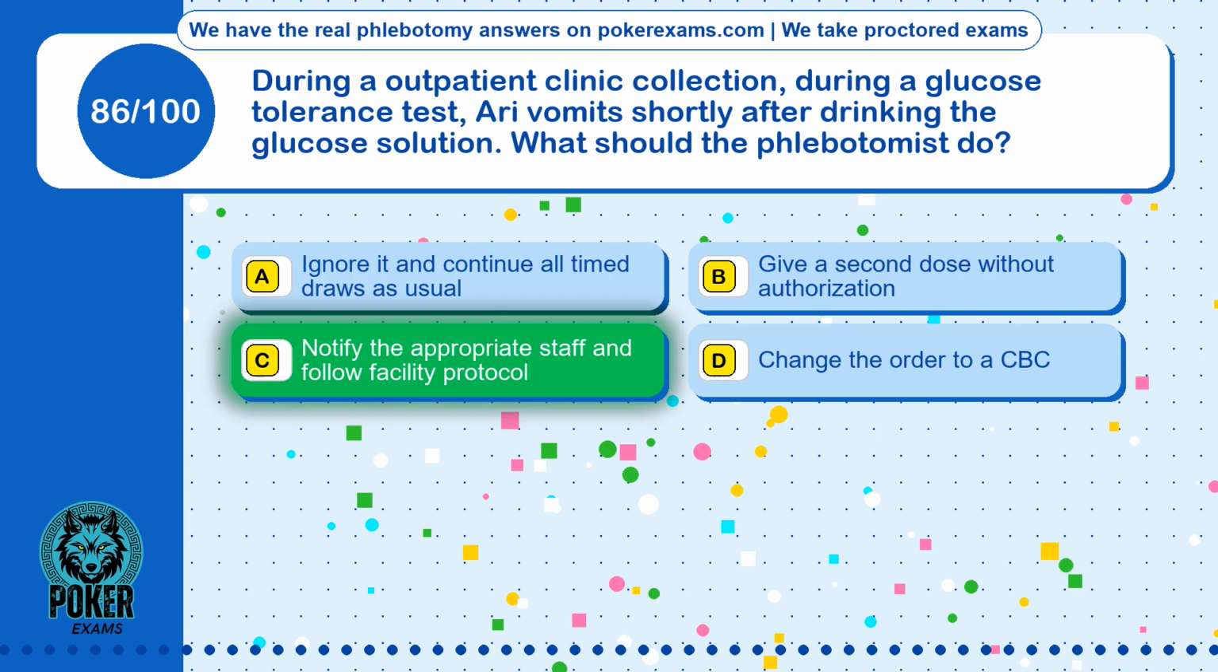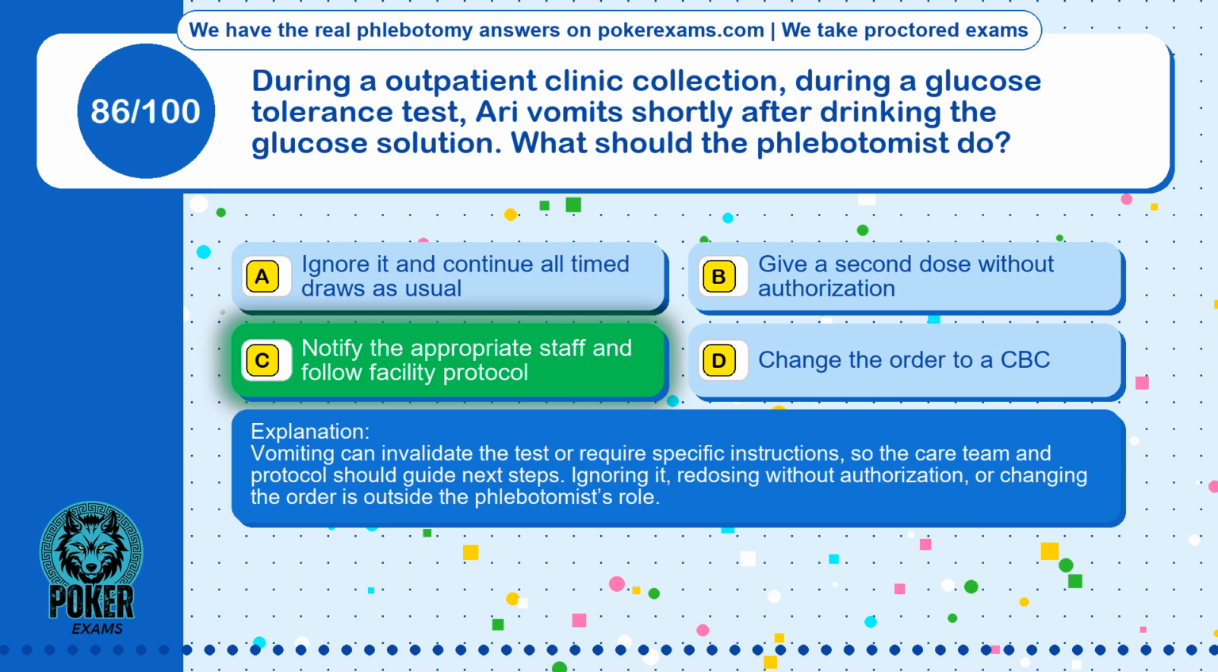The correct answer is option C. Notify the appropriate staff and follow facility protocol. Vomiting can invalidate the test or require specific instructions, so the care team and protocol should guide next steps. Ignoring it, repeating the dose without authorization, or changing the order is outside the phlebotomist's role.